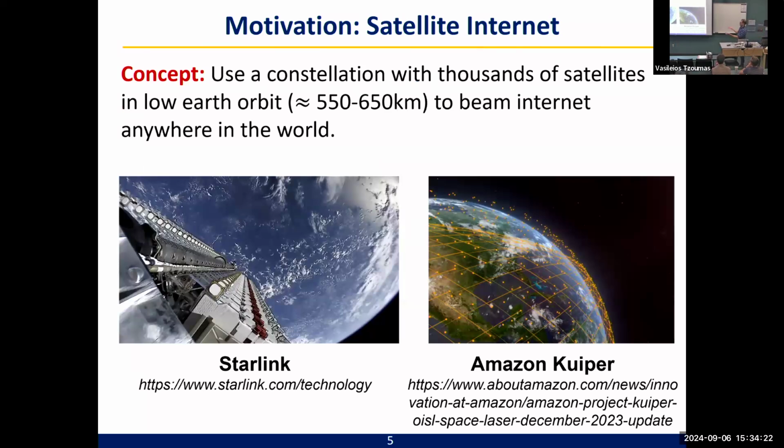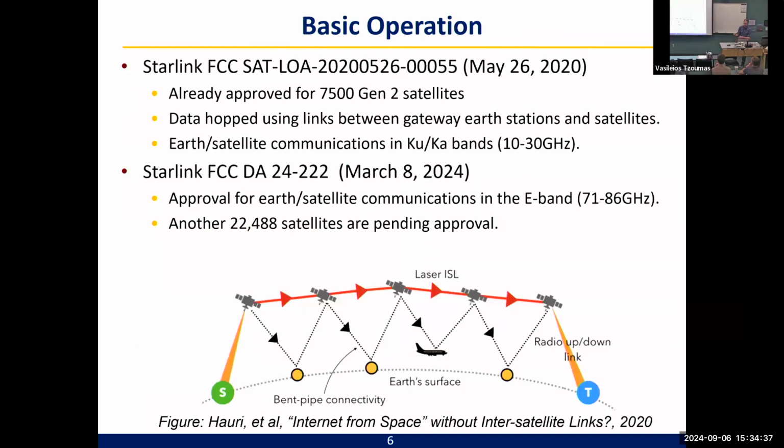So here's two companies that are trying to do this, Starlink and Amazon, they have their Kuiper program. They both have the same idea, and there's others as well, which is to have this constellation of thousands of satellites in low Earth orbit, 500 to 600 kilometers up, and then beam internet anywhere in the world. That's the concept. Now, what's the basic operation?